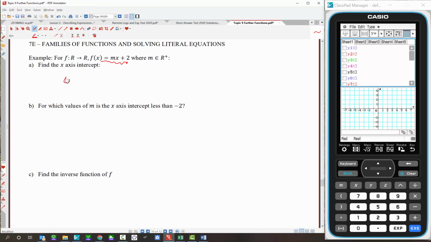So let's find the x-intercept, which occurs when y is equal to 0. That means mx is equal to -2, x is equal to -2 on m. So there's our x-intercept for the family, -2 on m, comma 0. For which values of m is the x-axis intercept less than -2?